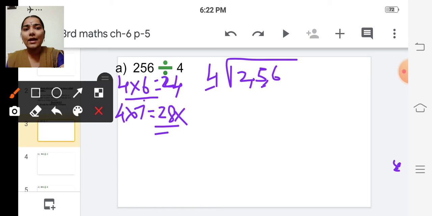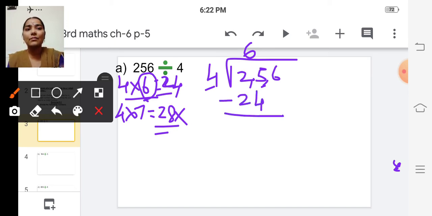Okay. So write this 6 in the quotient. And write this 24 below the dividend, and subtract 25 minus 24. 25 minus 24 is 1. Okay. And next bring down this 6 here. So now the dividend is 16. Okay.